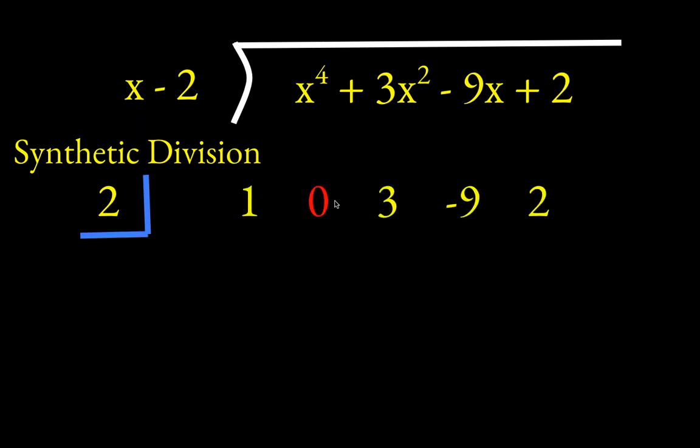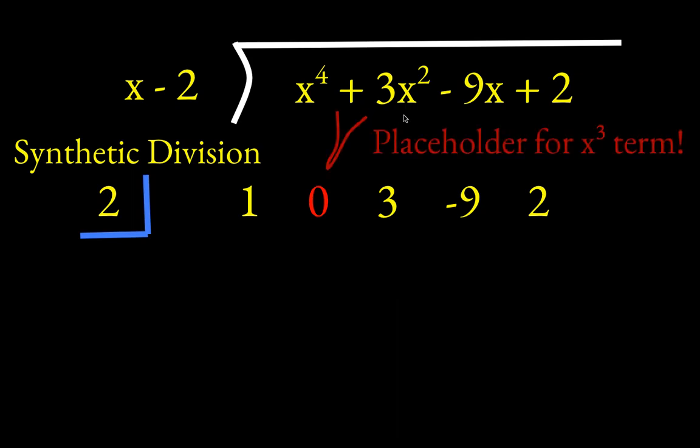Well, you notice one of these here I've put in red. Well, that's because the coefficient of your fourth order term is 1. Well, there is no cubic term, and so we need a placeholder for that one. So that's something to look out for. The coefficient of our quadratic term is 3, and then you have -9 for the linear term, and then plus 2. And so now let's go through this process.